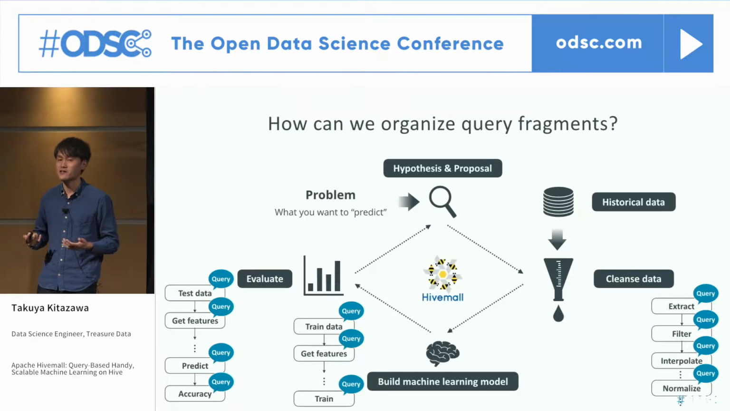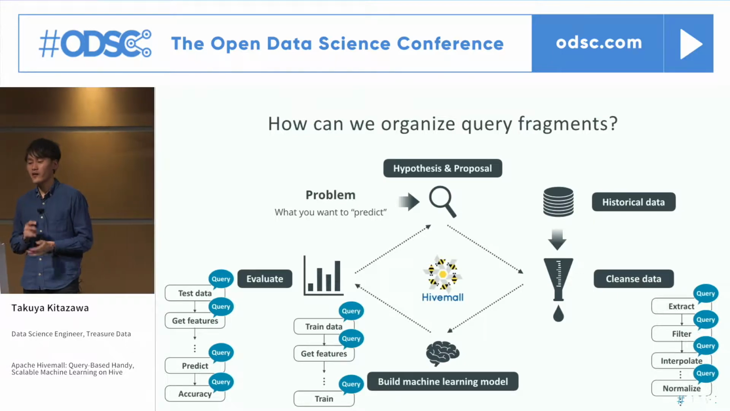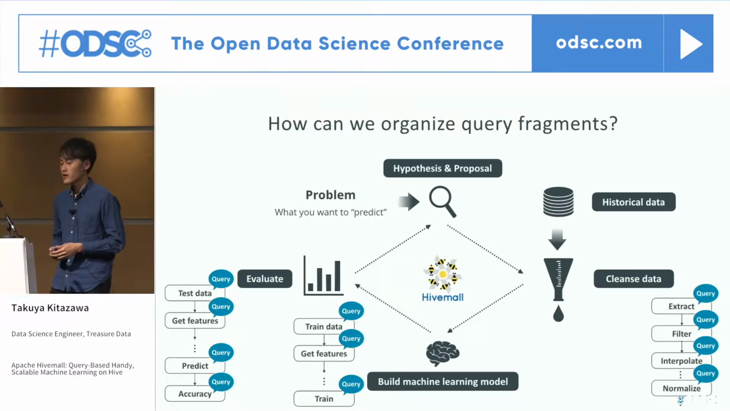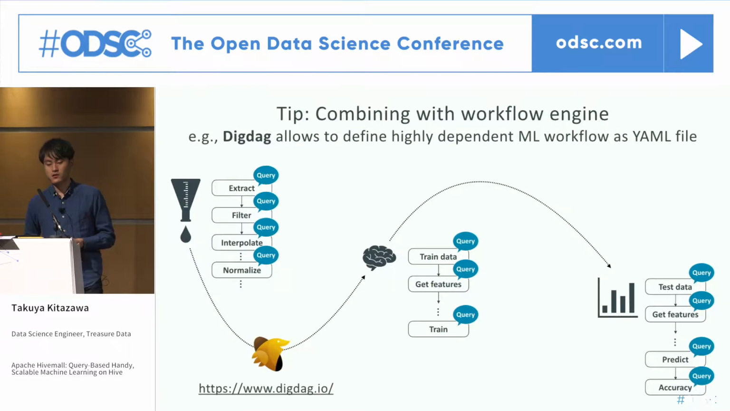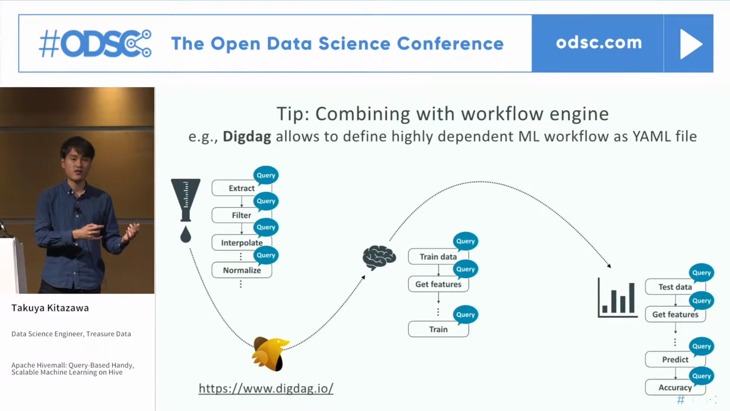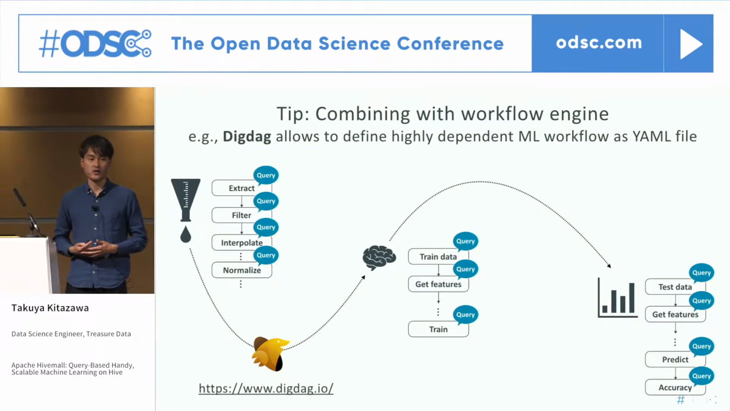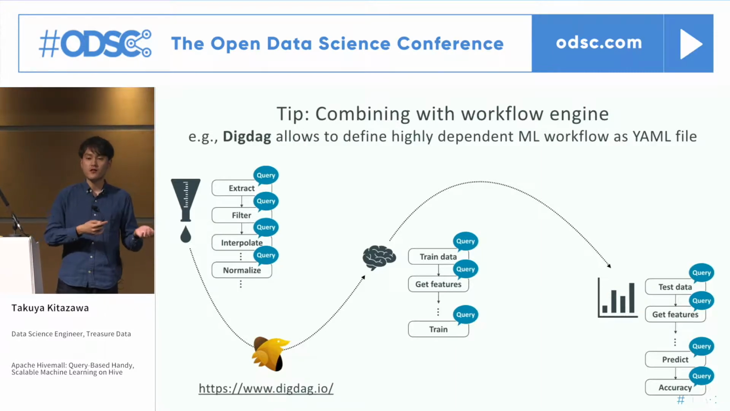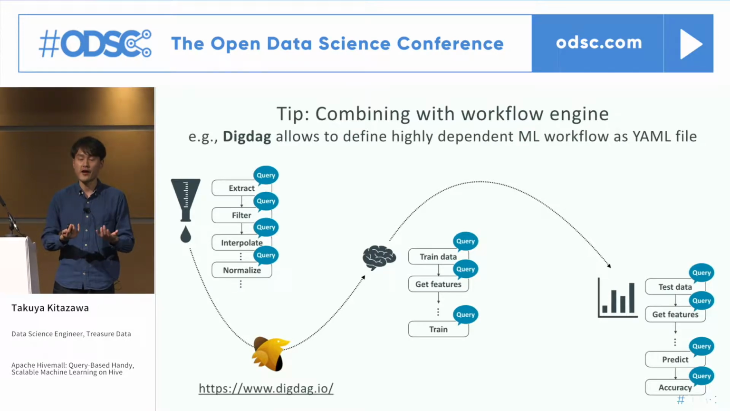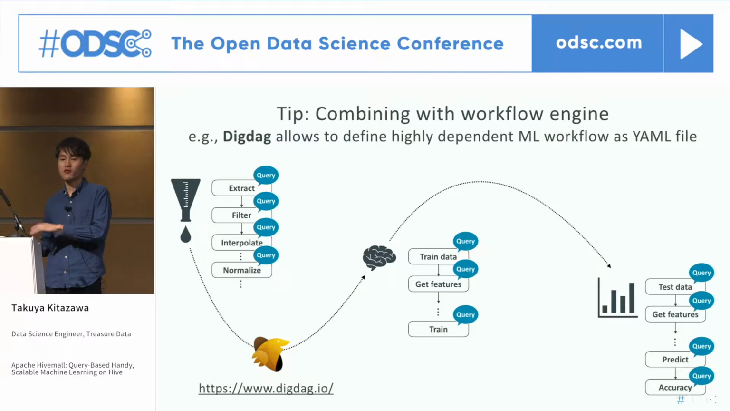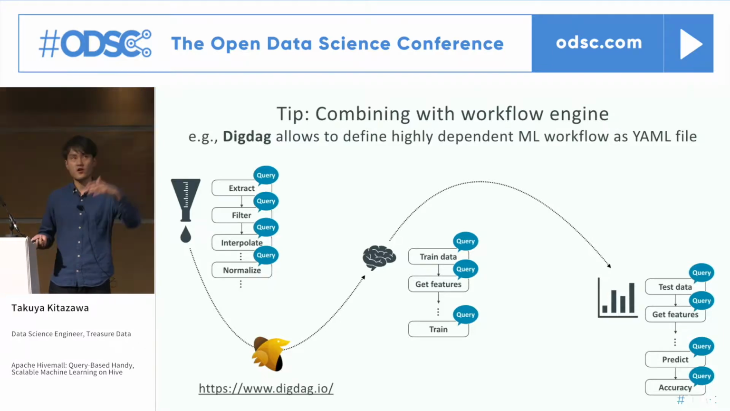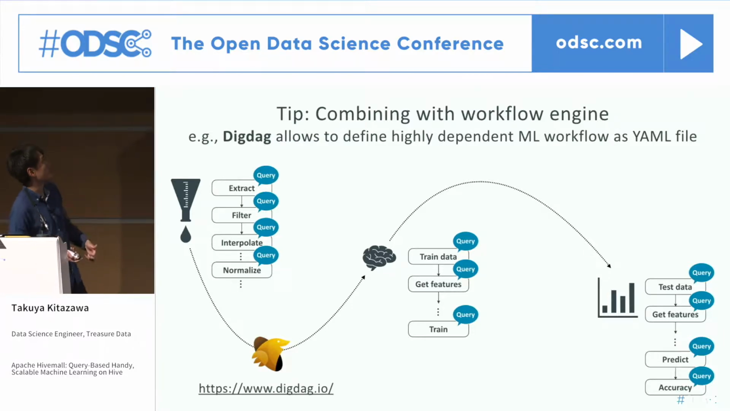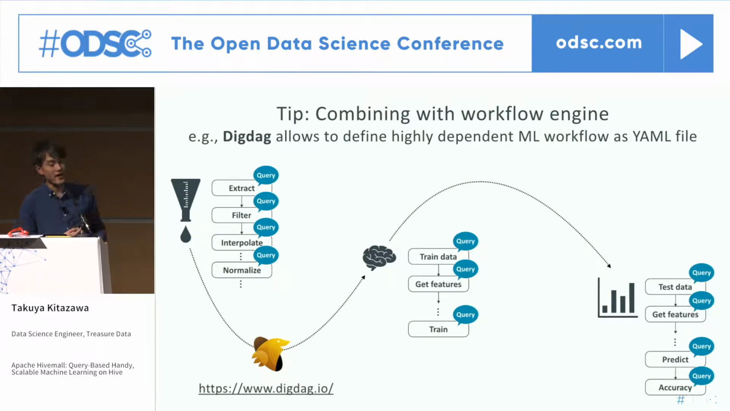How can we organize the query fragments? Yeah, there are many ways to handle the issue. And I would suggest combining the query-based machine learning paradigm with a workflow engine, whatever you want. For example, from the Apache project, there's a workflow engine named Apache Airflow. Or probably another solution like Luigi, you can use that. But here, for the diversity perspective, I show another workflow engine as an example, named DigDag.